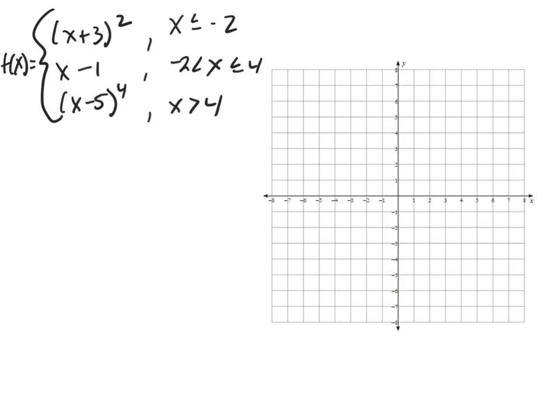Okay, let's graph this. So again, 3 different graphs. We're going to start with a squared function. So this is where x is less than or equal to -2. So this +3 tells me I'm moving to the left 3. So that is going to be the vertex. We're looking for a parabola here.